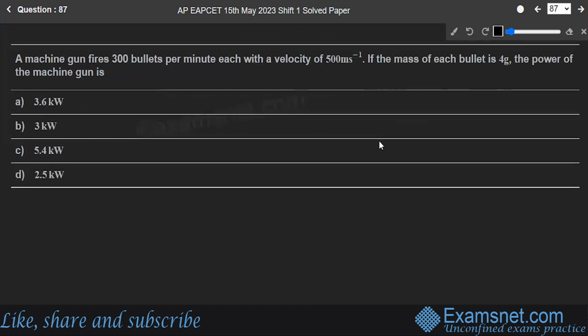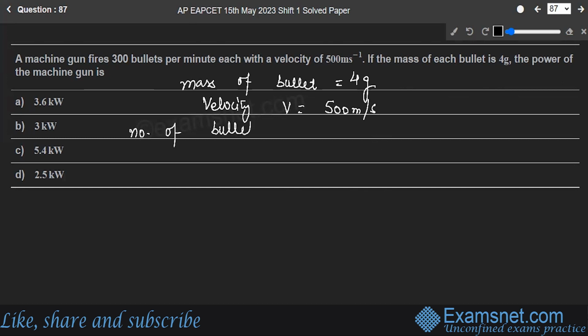A machine gun fires 300 bullets per minute, each with a velocity of 500 meter per second. If the mass of each bullet is 4 gram, then you have to find out the power of the machine gun. So here you have mass of bullet as 4 gram and the velocity is 500 meters per second. Now the number of bullets fired are 300 per minute.